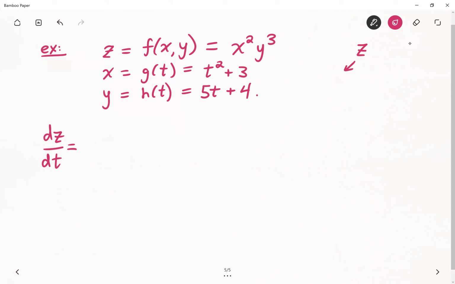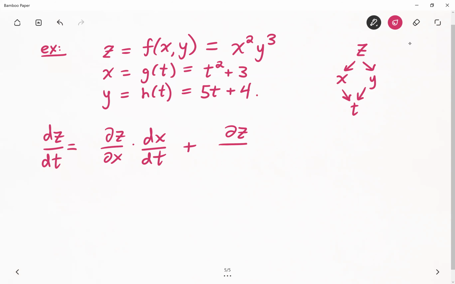When doing this kind of problem, I always like to draw this kind of dependency diagram. z depends on x and y, each of which depends on t. So my formula, again, is dz dx times dx dt plus dz dy times dy dt. So next we'll calculate each one of these derivatives.